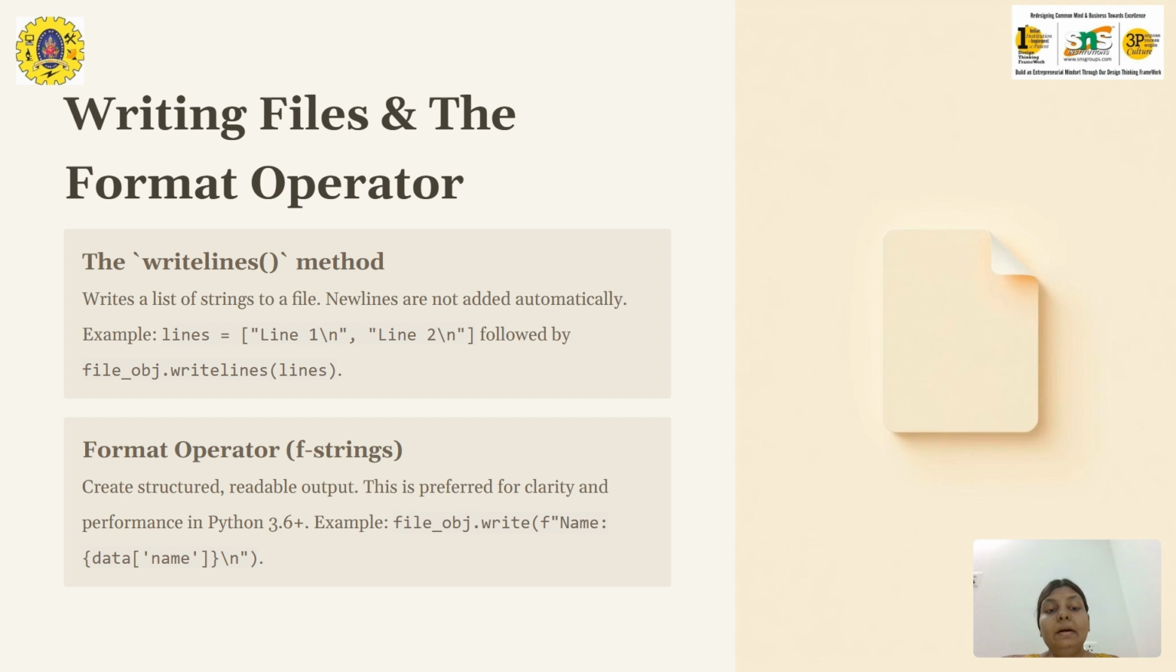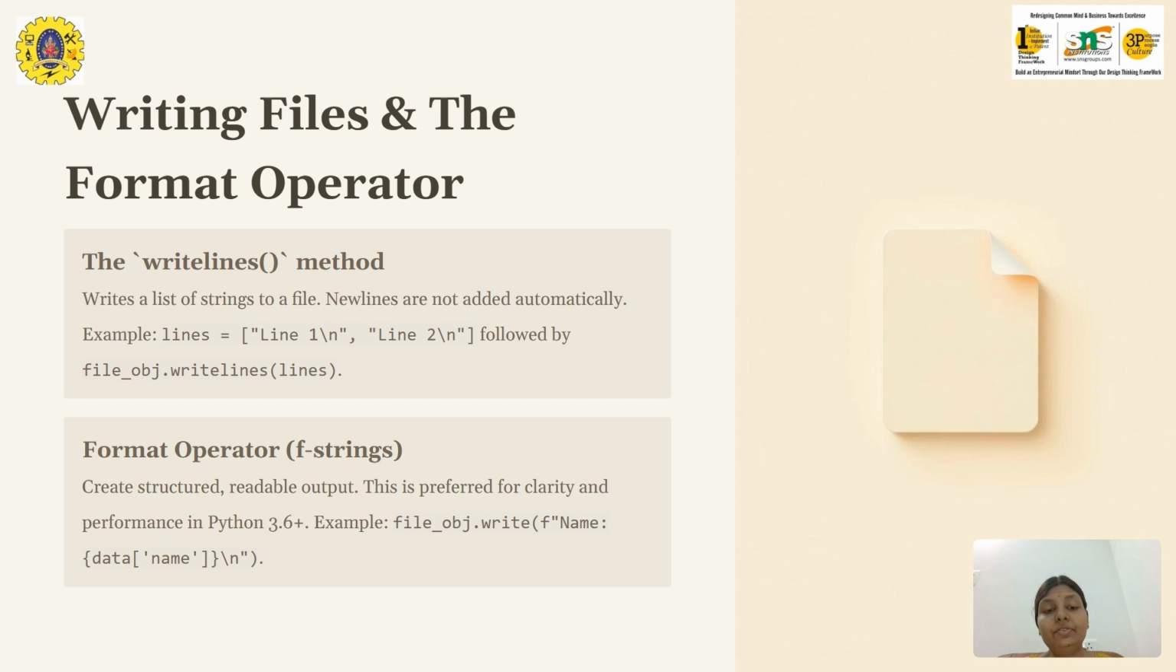The writelines method writes a list of strings to a file. New lines are not added automatically. Example: lines is equal to line, new line 2, new line, followed by file object dot writelines within parenthesis lines.